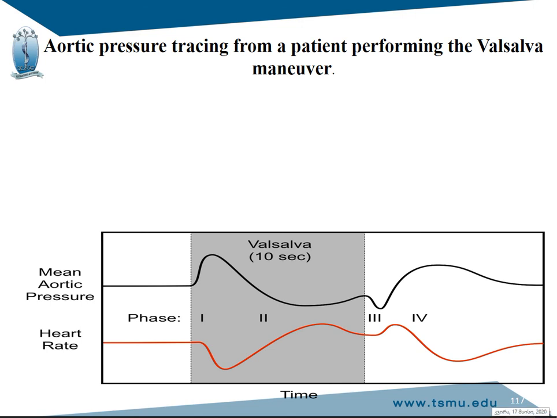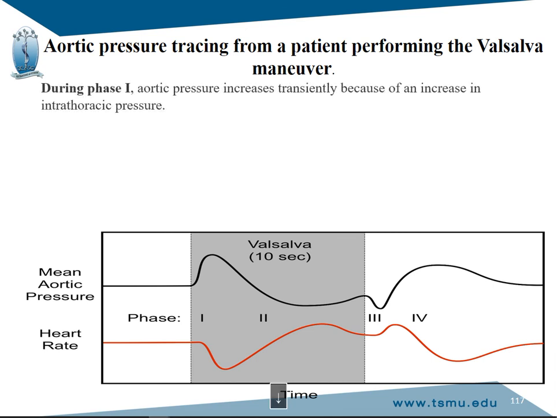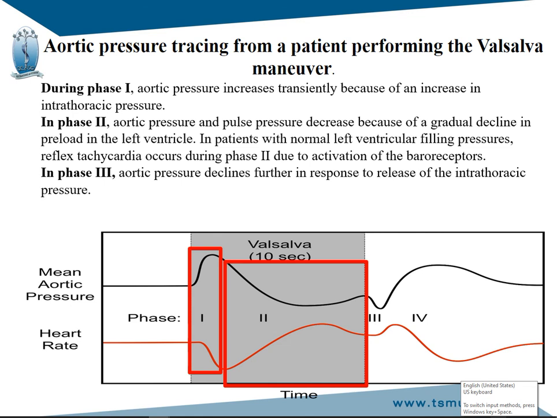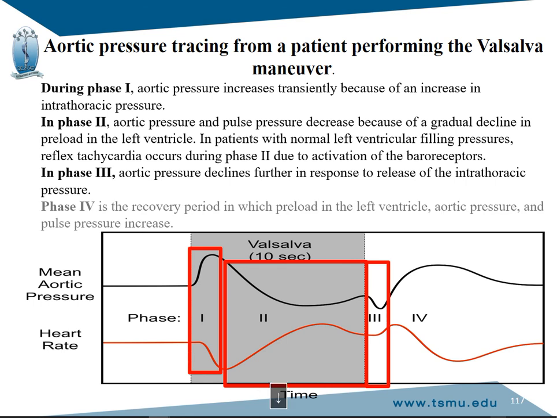Some comments about the Valsalva maneuver. During phase 1, aortic pressure increased transiently because of an increase in intrathoracic pressure, and in phase 2, aortic pressure and pulse pressure decreased because of gradual decline in preload in the left ventricle. In patients with normal left ventricular filling pressure, reflex tachycardia occurred during phase 2 due to activation of the baroreceptors. In phase 3, aortic pressure declined further in response to release of the intrathoracic pressure, and phase 4 is the recovery period in which preload in the left ventricle, aortic pressure and pulse pressure increase.